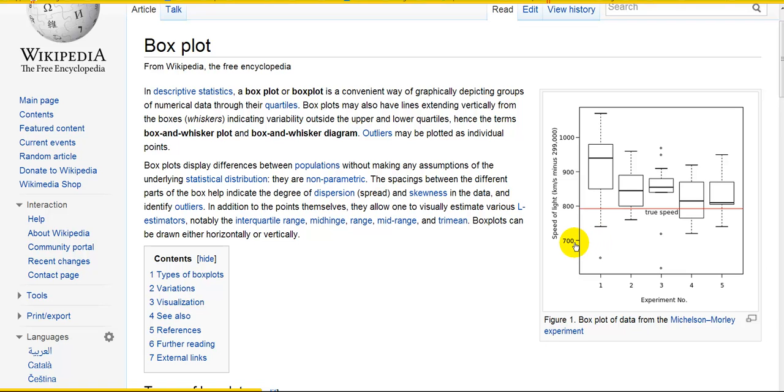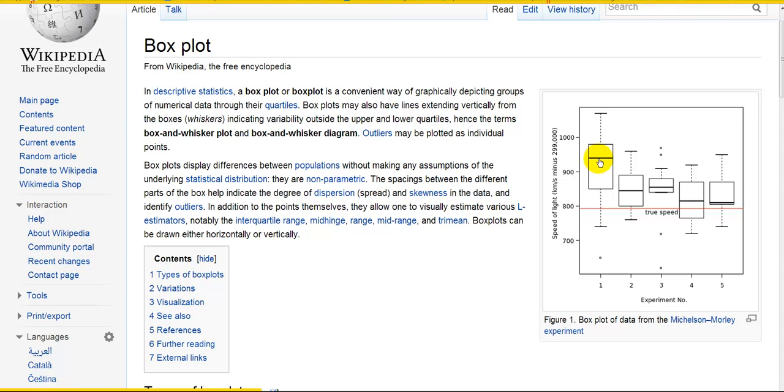So 700, whatever this is, kilometers per second, 800 kilometers per second. Because of the way we measure things, it's not so accurate, and so we might get different numbers for different measurements. So this is supposed to show you kind of the range of measurements. Sometimes we got it down here. Sometimes we might have even gotten it down at 700. We might have gotten it at 1,000 or even more. Actually, sometimes even up here. That's what the box plot is supposed to show you.